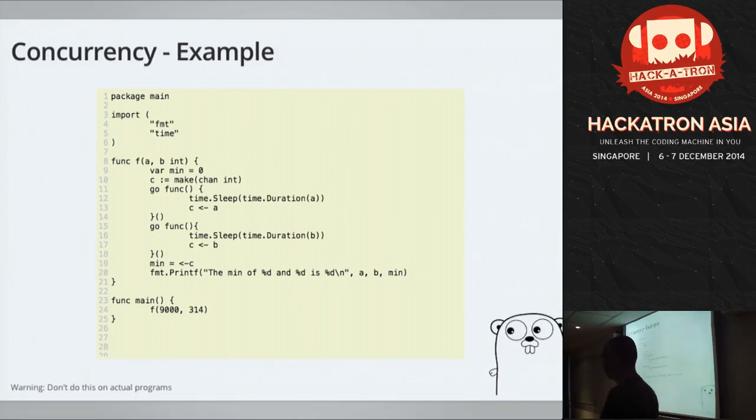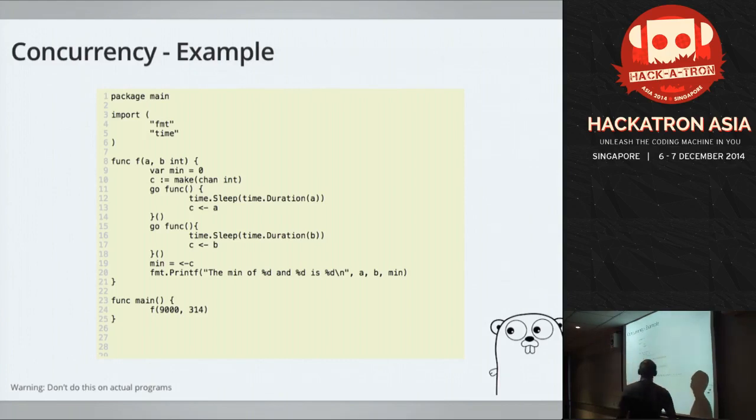And this one crazy guy, he broke all the rules. Instead of using one line, he wrote at least 10 lines from here to here. He went and used channels and Go routines to find the minimum. So how is it done? He implements a channel first. So this is the channel. And then he calls two Go routines.